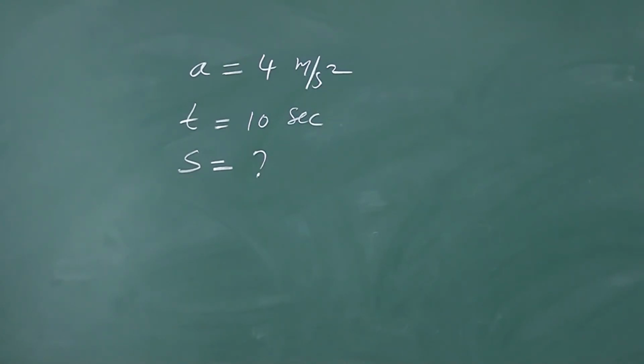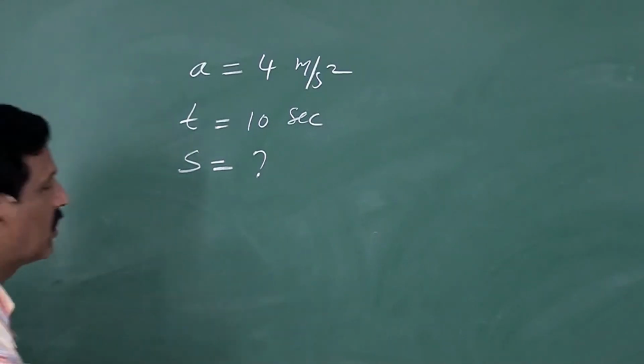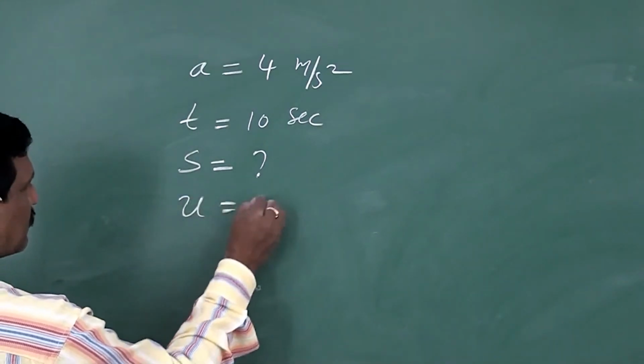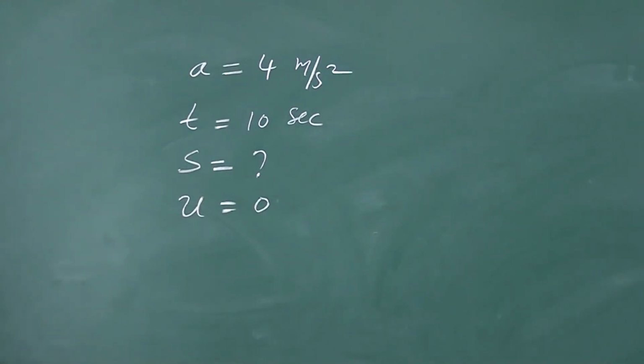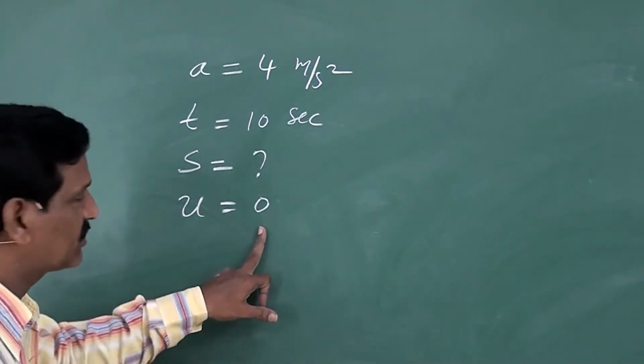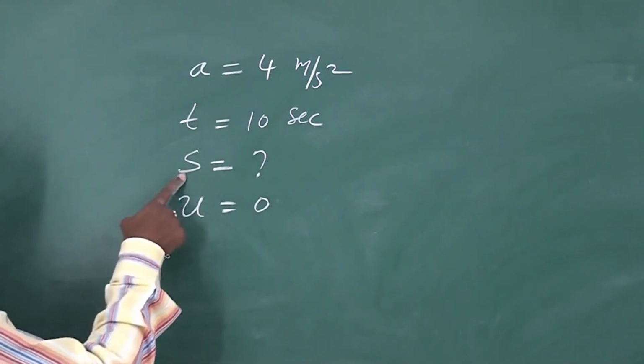After the start means here initial velocity becomes 0. If it is not given, you can assume that the body initially has no velocity, starts from rest. Hence, u is equal to 0. Initial velocity is 0. We have to find S.